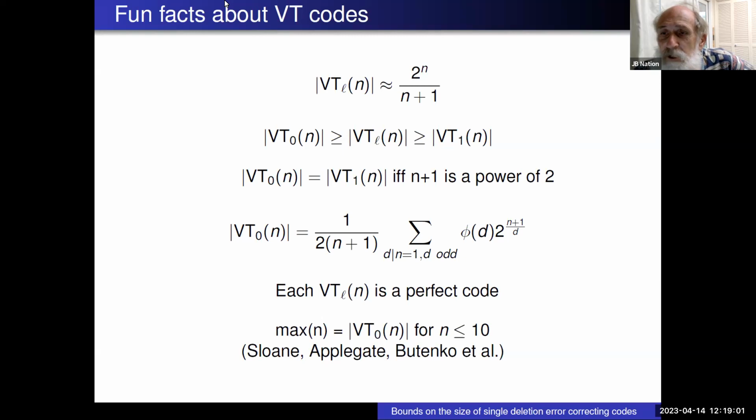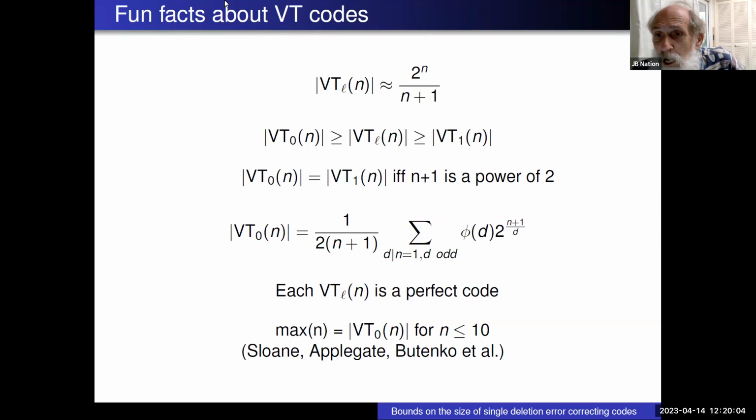Here are some fun facts about the VT codes. First of all, they're almost always very close to the bottom one. VT0 is always the biggest one, and VT sub 1 is always the smallest one, and everything else is in between. Okay. So the reason we're saying that VT0 is the lower bound is because that's the biggest one. And generally speaking, they're different. So if I look, for example, at n equals 12, VT0 has 316 elements. VT1 has 315. All of them except zero have 315. So they're not all the same size, and we want VT0 for the largest one.